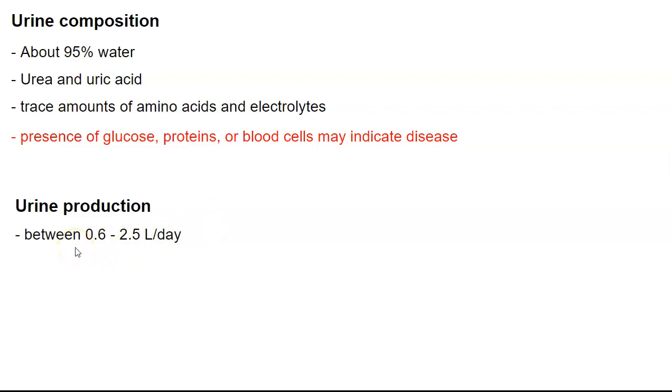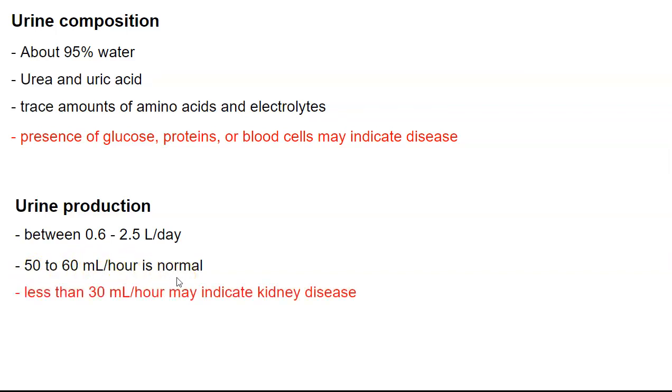Urine production. An individual produces about 0.6 to 2.5 liters of urine per day. Of course, that's highly dependent on the diet that you're consuming, the water that you're consuming, as well as the exercise that you're participating in. So an average person will produce about 50 to 60 milliliters per hour. That's normal. Anything less than 50 milliliters per hour may indicate kidney disease.